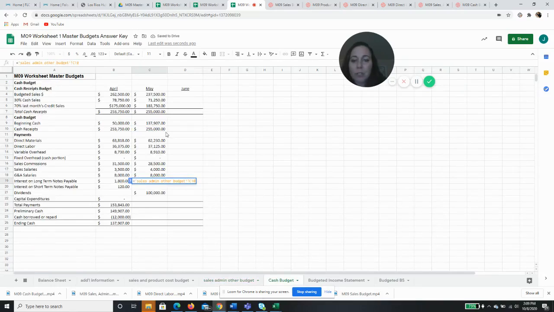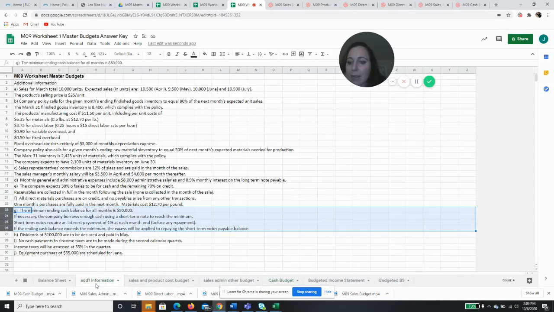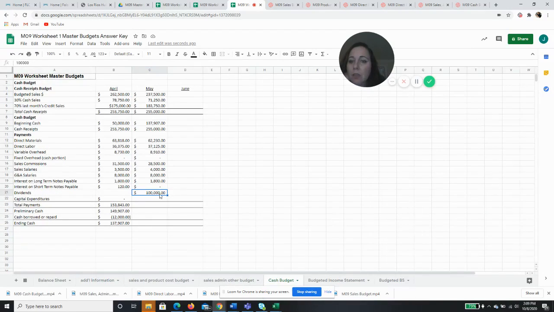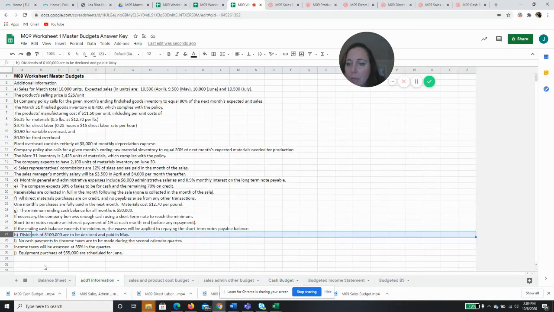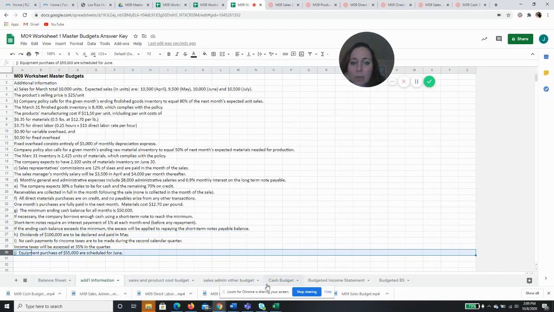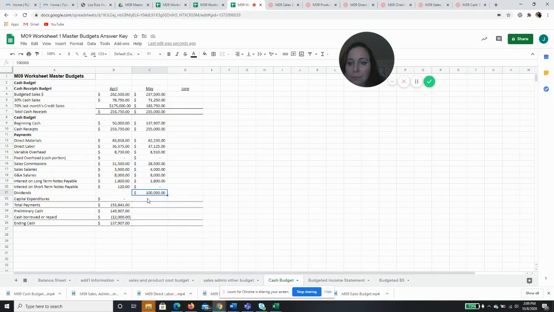Our interest on short-term notes payable. We do not have a short-term notes payable. We paid it off at the end of April. So no note means no interest. So that will be zero. We have our $100,000 in dividends that I accidentally put in April, but then we corrected it. So we know that those $100,000 of dividends are going to be paid in May. So we have them right here. And our capital expenditures aren't going to happen until next month. So that will be zero as well.